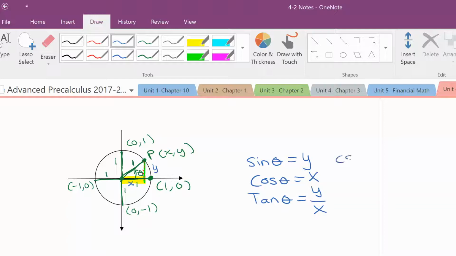Then you have your reciprocal functions. Cosecant is 1 over y. Secant is 1 over x. And cotangent would be x over y. So if it's a unit circle, we can use the fact that the hypotenuse is always 1 to give us these ratios. The sine is y, cosine is x, tangent is y over x.